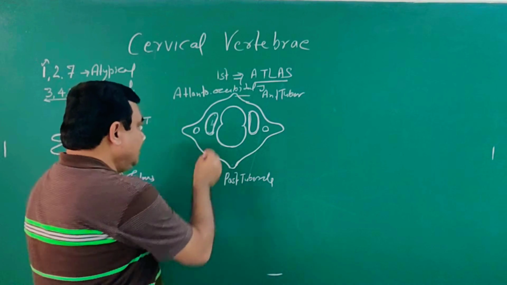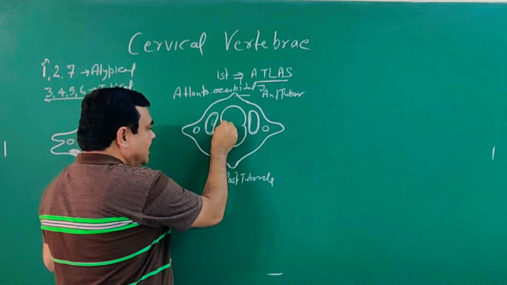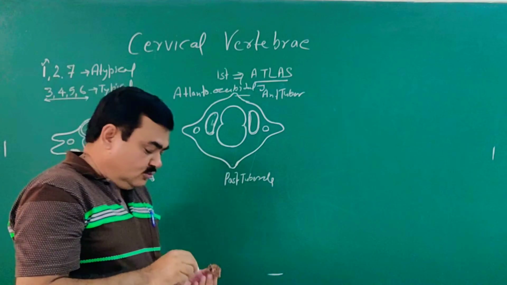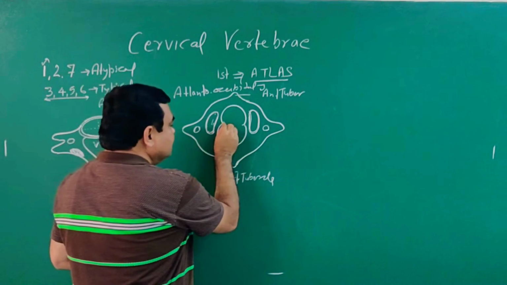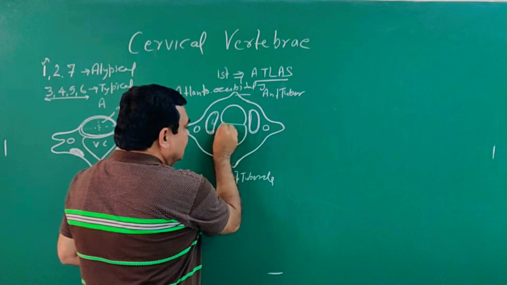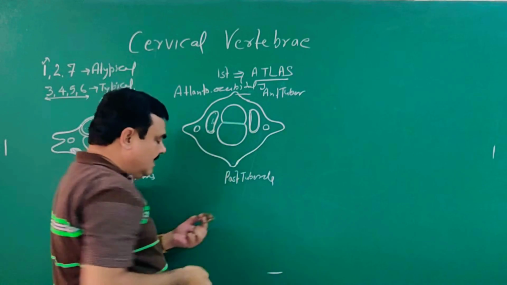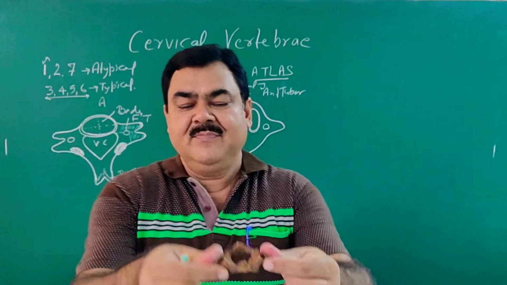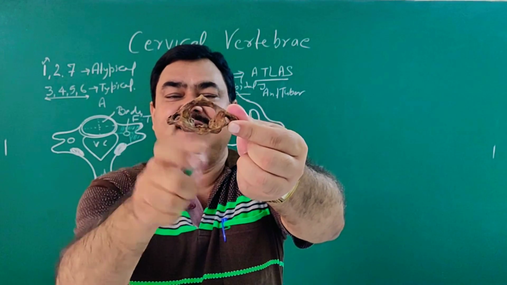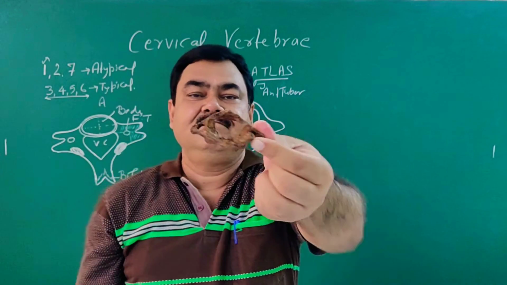And one important thing here, in the lateral masses, on the medial side, a tubercle is present. Through this tubercle, the transverse ligament of the atlas is attached. This is the transverse ligament of the atlas. You can see here, it is attached to this part.